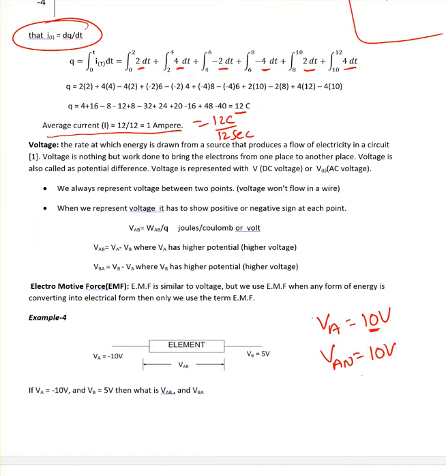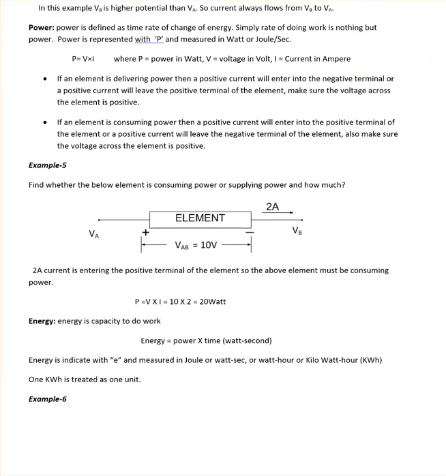Now whenever you see VAN, it's VA minus VN, equal to 10 volts. We know, as I mentioned, VN equals 0. Neutral voltage we always take as 0. So basically VA equals 10 volts.